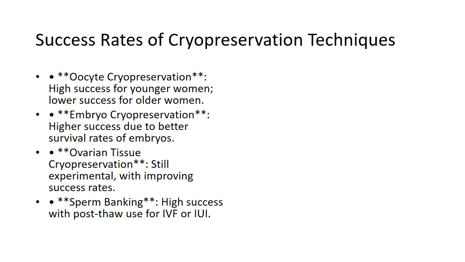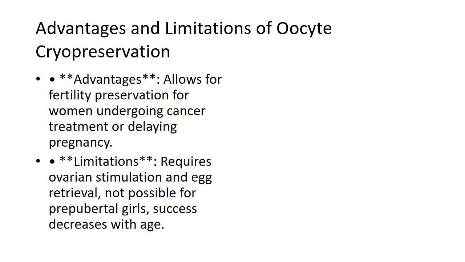4. Comparison of fertility preservation techniques. Technique, ideal candidate, process, success rates, limitations. Oocyte cryopreservation: women of reproductive age, cancer patients; hormonal stimulation, egg retrieval, freezing; high success, especially for younger women; requires time for stimulation, may not be suitable for prepubertal girls.